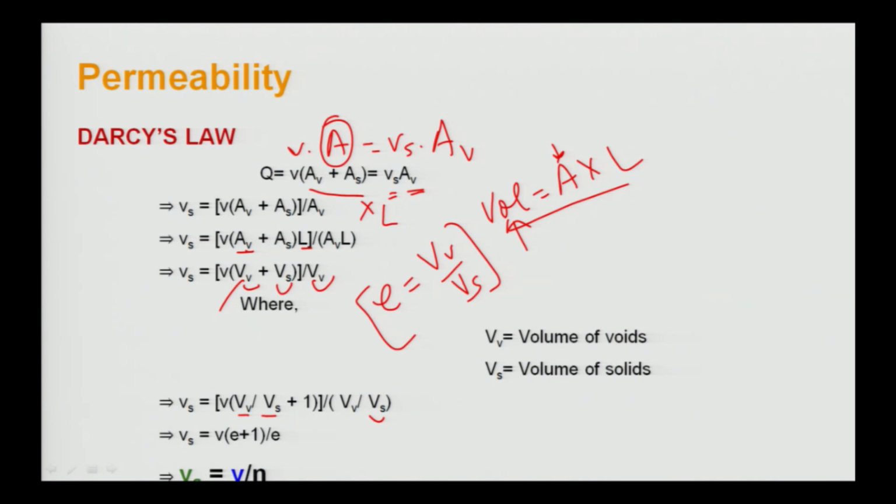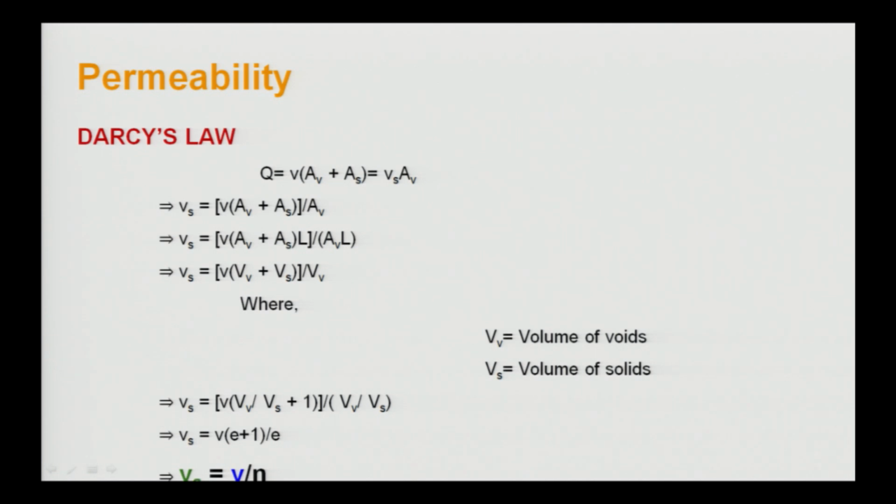and then Vs is equal to V times (e plus 1) by e, and Vs is equal to V upon eta, because the eta formula is e upon 1 plus e. So, the basic formula will be, sorry, Vs is equal to V upon eta, and this eta is given by e by 1 plus e. So, this is the thing that we talked about here.